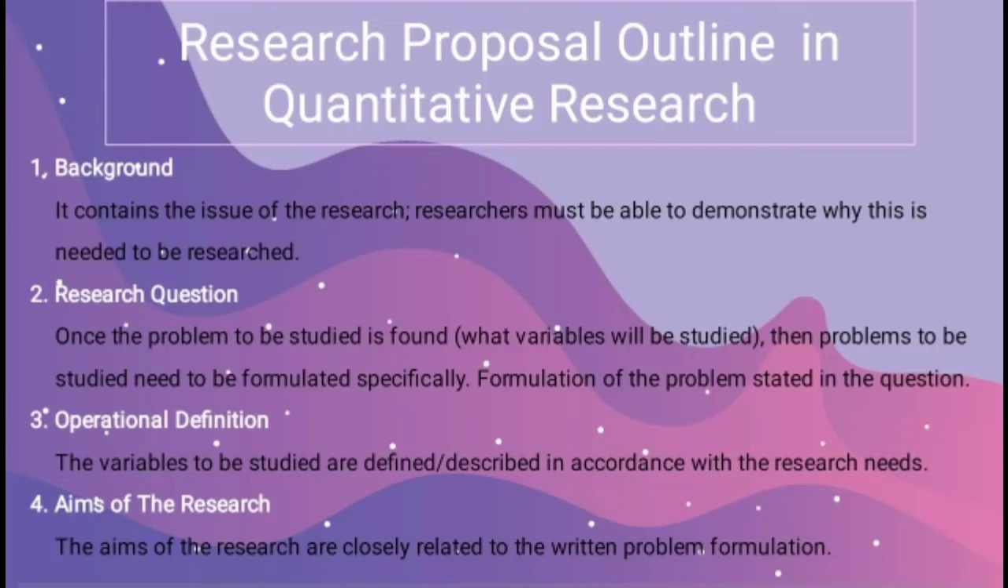And then the third one, it's about the operational definition. In the operational definition, the variables to be studied are defined or described in accordance with the research needs. For example, the definition of motivation. Motivation is a process to get success and has a great influence on future achievement in the teaching and learning process. Giving motivation to the students is a process to push and to support them to learn. Therefore, it can help the students to achieve their goals.